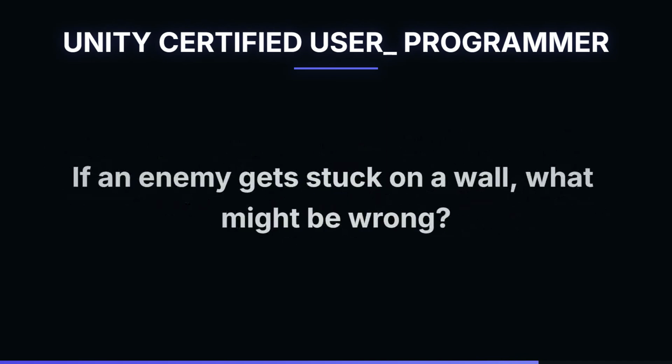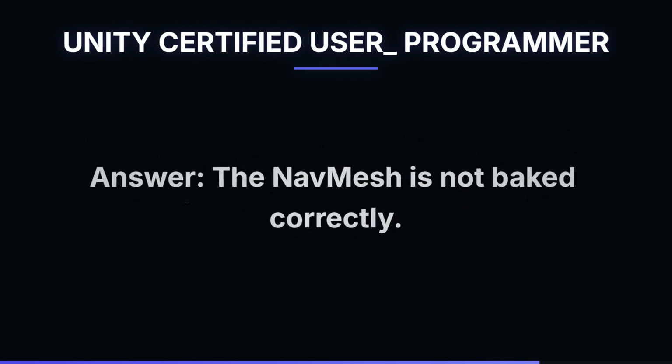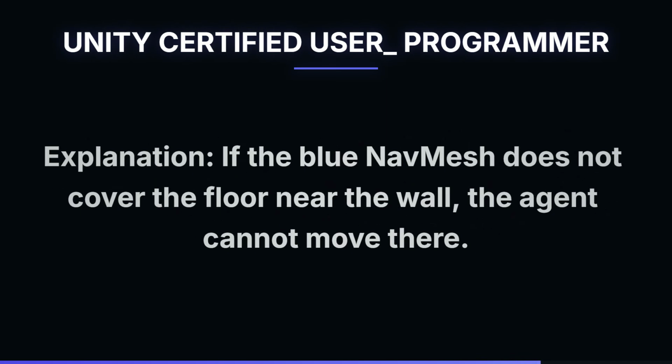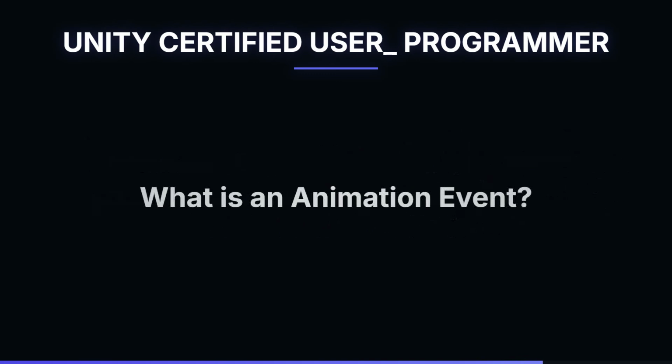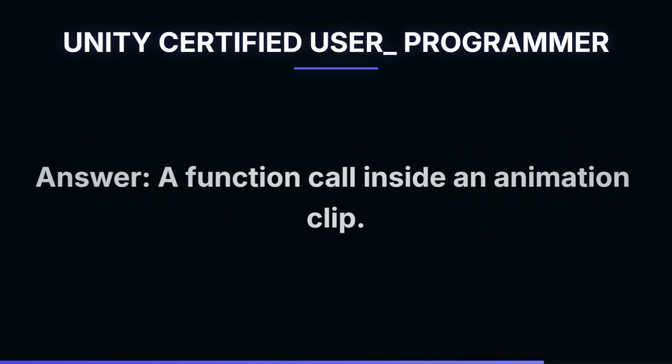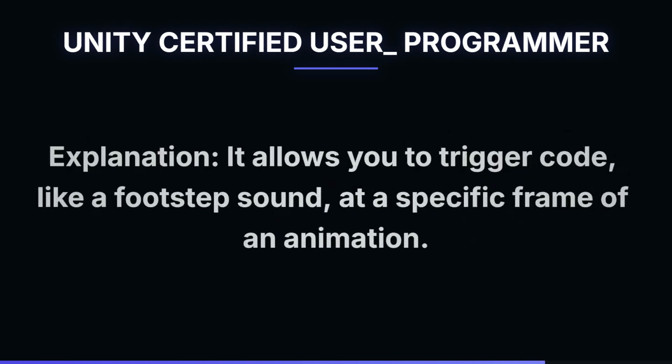10. If an enemy gets stuck on a wall, what might be wrong? Answer: the NavMesh is not baked correctly. Explanation: if the blue NavMesh does not cover the floor near the wall, the agent cannot move there. 11. What is an animation event? Answer: a function call inside an animation clip. Explanation: it allows you to trigger code, like a footstep sound, at a specific frame of an animation.